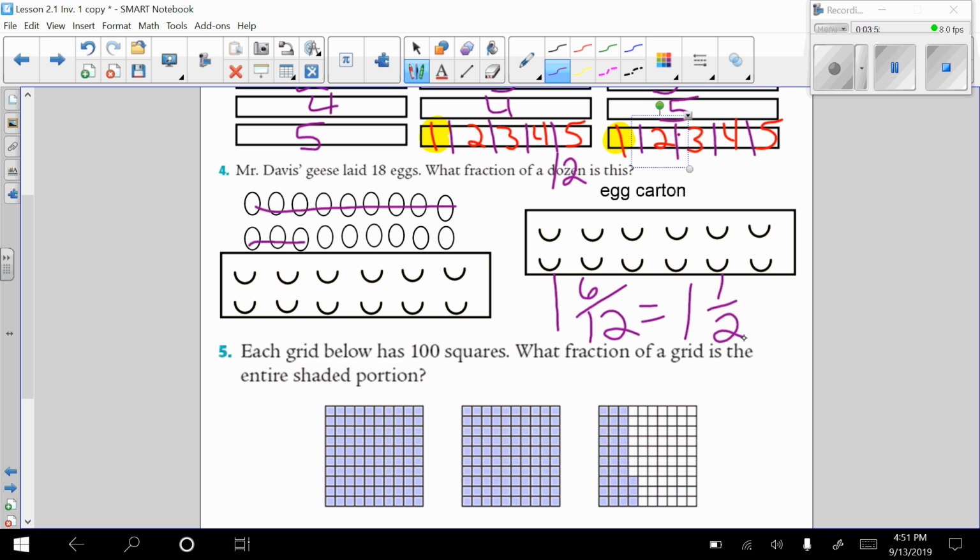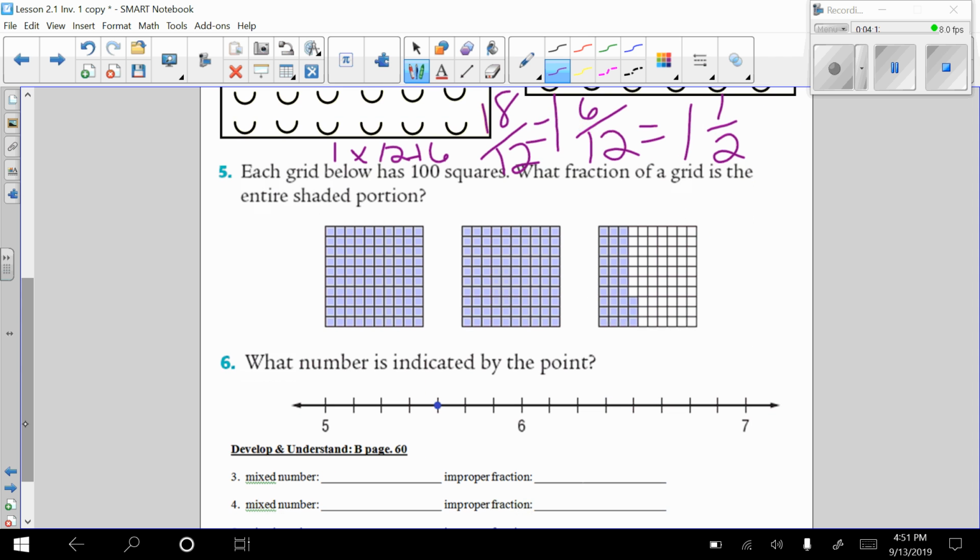If I had to change this to an improper fraction, again, I'm going to take my whole number times my denominator plus my numerator. That means I'm going to take 1 times 12 plus 6 to find out that I have 18/12.